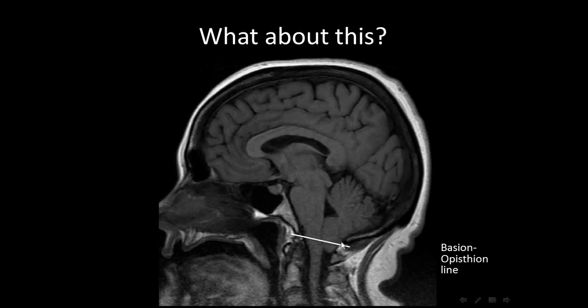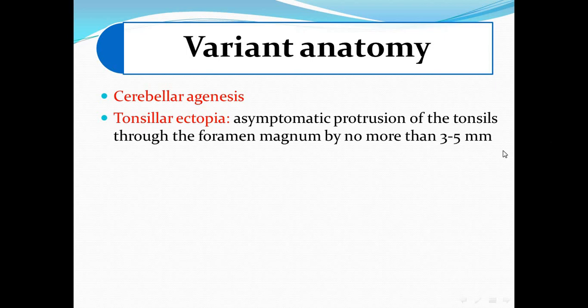Yeah, that's true. And if you draw this line, it's more clear, right? This is called the basion-opisthion line. As Dr. Joy said, that's true. The cerebellar tonsils are protruding through the foramen magnum into the spinal canal. And this is normal or abnormal? Normal. It is abnormal when it exceeds 3 to 5 millimeters.